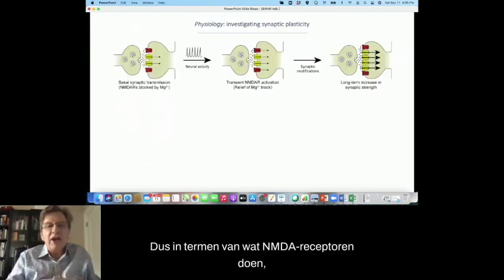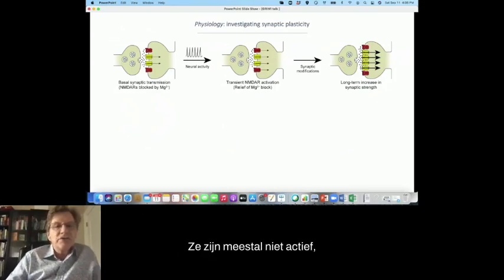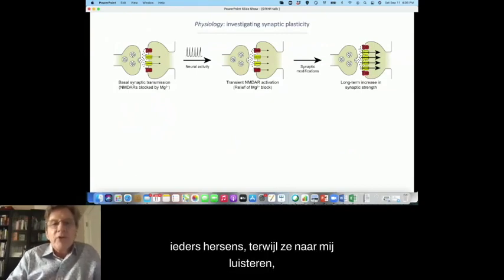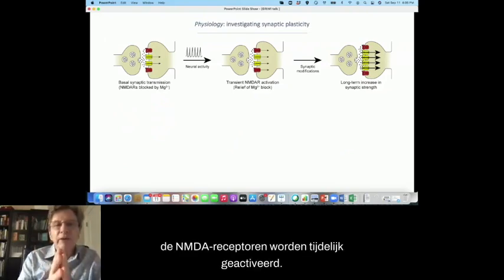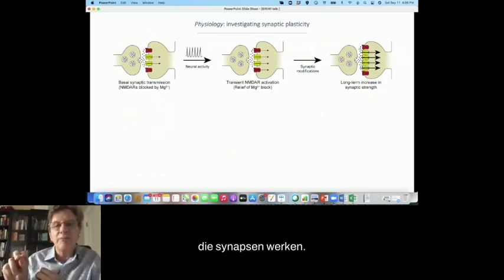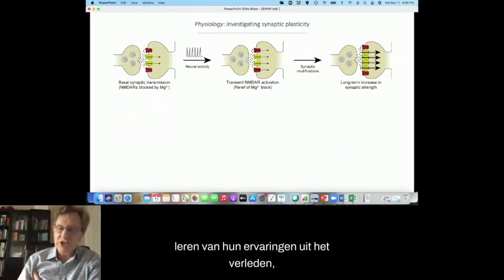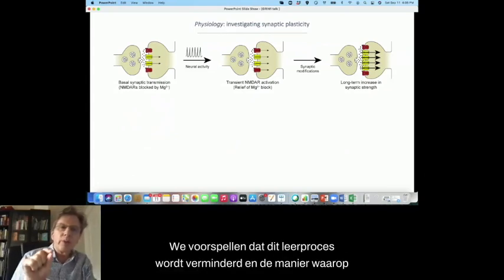So in terms of what NMDA receptors do, they're normally being blocked by magnesium. They're not being active most of the time, but during periods of intense activity, the sort of activity that is now going on through everybody's brains as they're listening to me speak, I hope, you get transient activity, you remove the magnesium block, the NMDA receptors become transiently activated, and they cause persistent changes in how well those synapses operate. That is to say, the synapses are learning from their past experience. Because there is a reduction in function of the NMDA receptors, we would predict that this learning process is reduced.